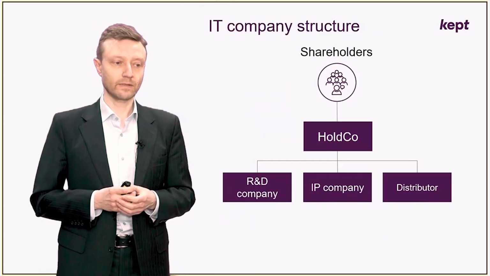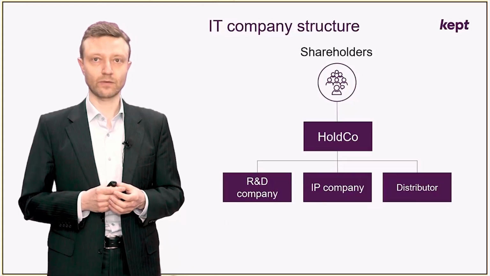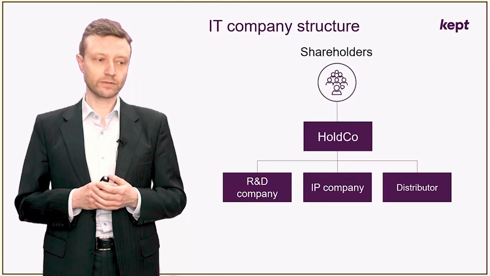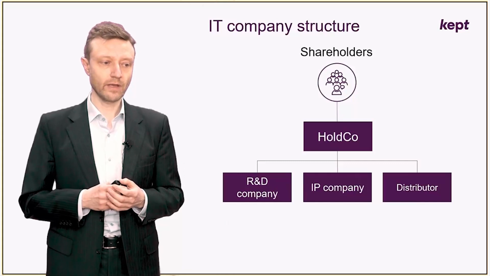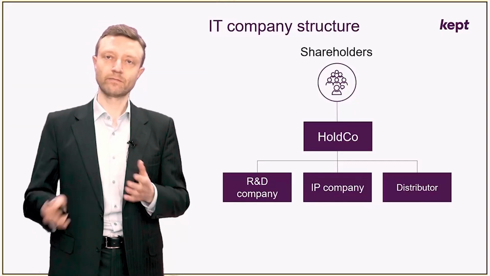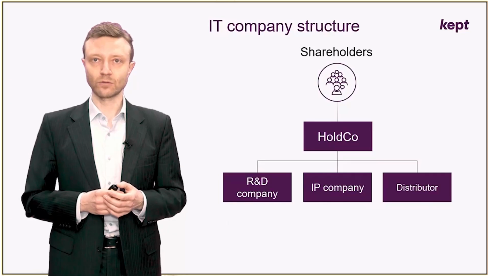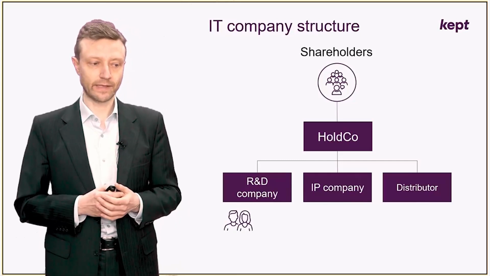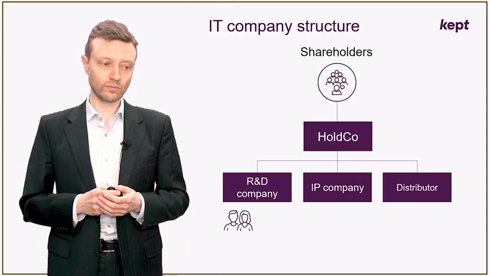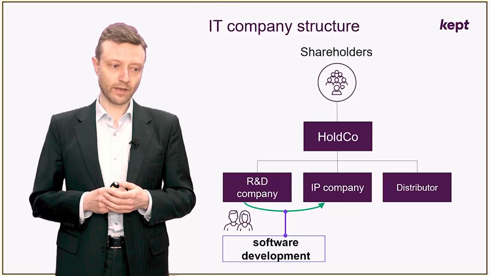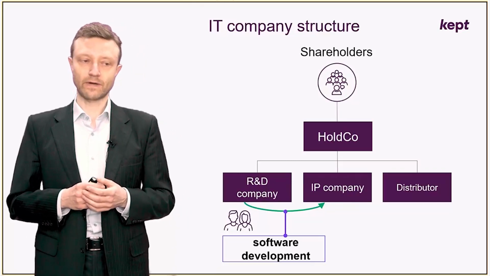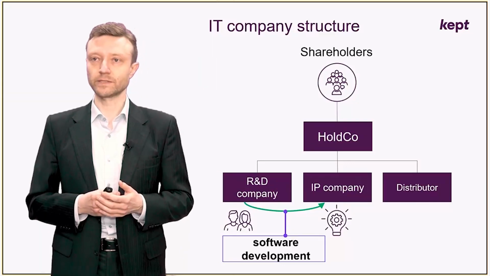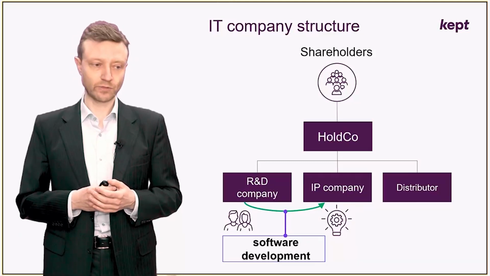Another example, what a typical IT company or IT business may look like. Again, shareholders established a holding company, and this holding company owns subsidiaries that are different from the manufacturing business that we looked at before. There is an R&D company that employs people, let's say software engineers, who develop software. And there is an IP company that finances the development of software and then becomes the owner of the end results of the developed software.